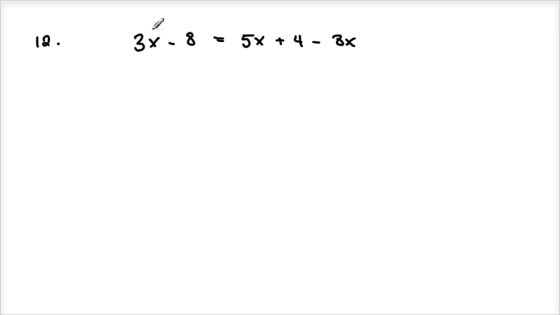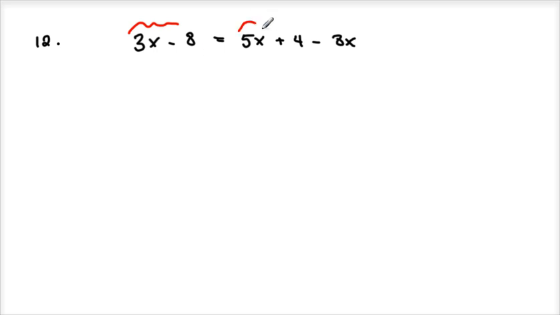Last example. So 3x minus 8 equals 5x plus 4 minus 8x. Alright, so we have multiple terms on both sides. We have variables on both sides. Let's go piece by piece. Can I simplify anything on the left-hand side? 3x minus 8? Well, there's nothing I can combine here. 3x minus 8, they both are not like terms, so there's nothing else I could do here.